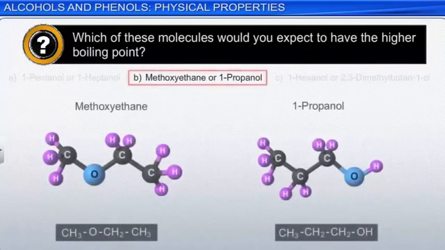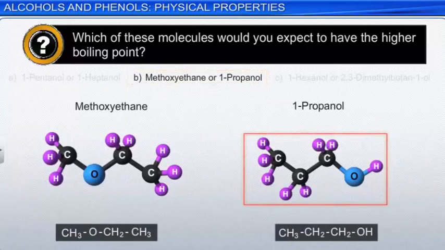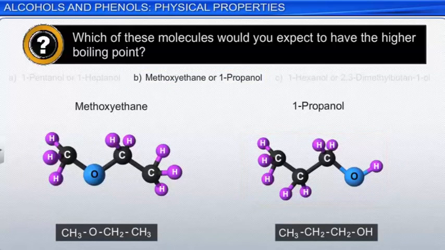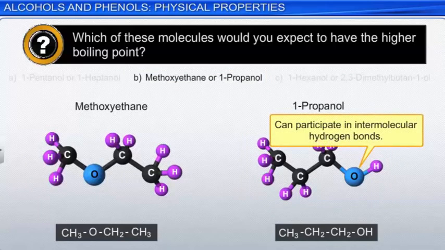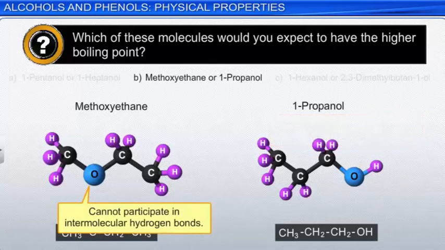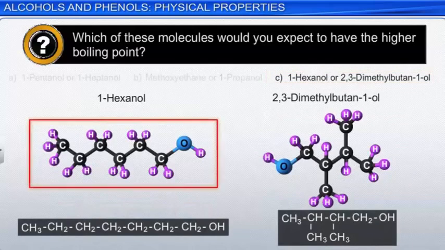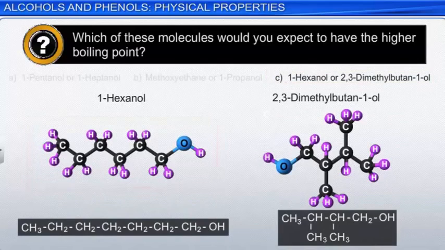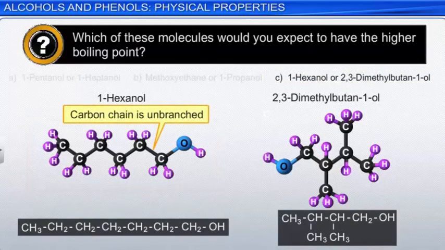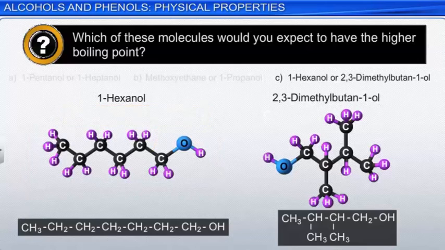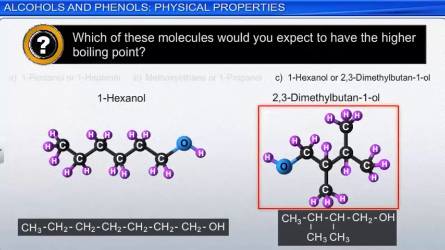For set B, 1-propanol has the higher boiling point. 1-propanol, with its hydroxyl group, can participate in intermolecular hydrogen bonds, while the ether methoxymethane cannot. For set C, 1-hexanol has the higher boiling point. Its carbon chain is unbranched, giving it stronger London forces than the branched chain in its structural isomer, 2,3-dimethylbutan-1-ol.